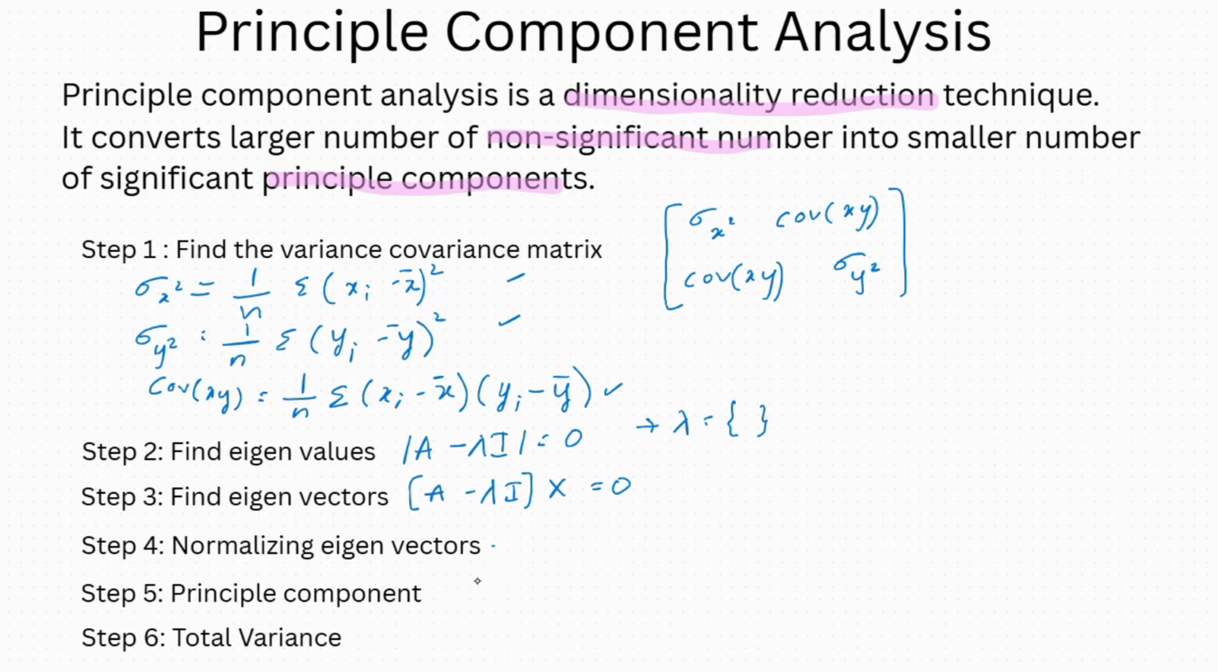We can find the principal component by using yi is equal to E transpose. From the fourth step, we get the normalized eigenvectors. So these should be transposed, and again we have to multiply it with x, so that you will get the equation again.